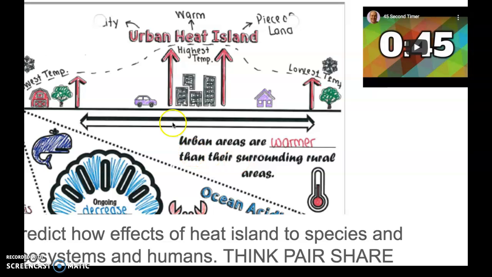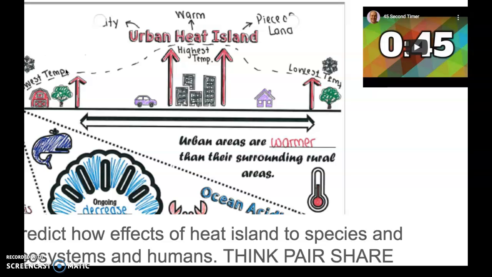We could have predicted that by breaking the word apart. Urban is city, heat, warm, island, piece of land. City, warm, piece of land, or a warm piece of land in the city. Generally, we'll find our highest temperatures in this city region than we will in the rural region, and that's basically what you need to know about urban heat islands. They happen, they're real, they're often an issue too.